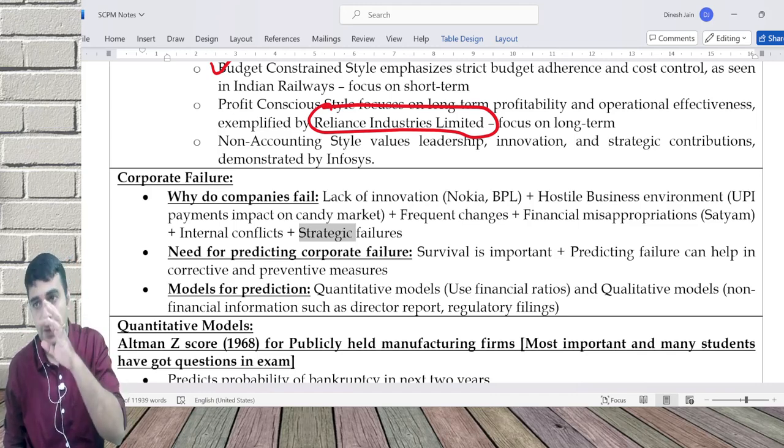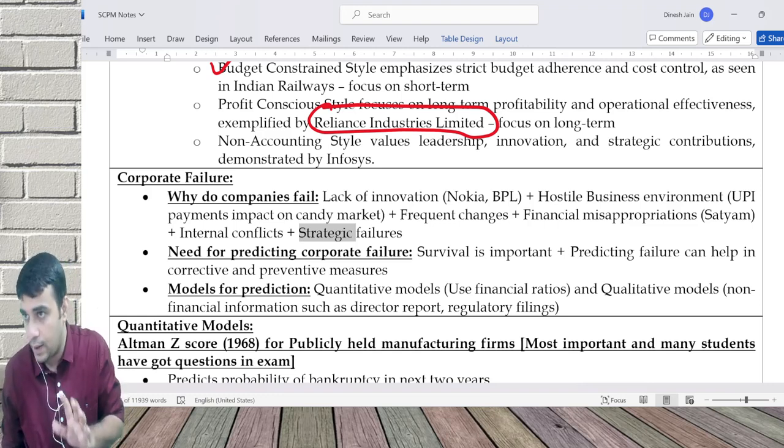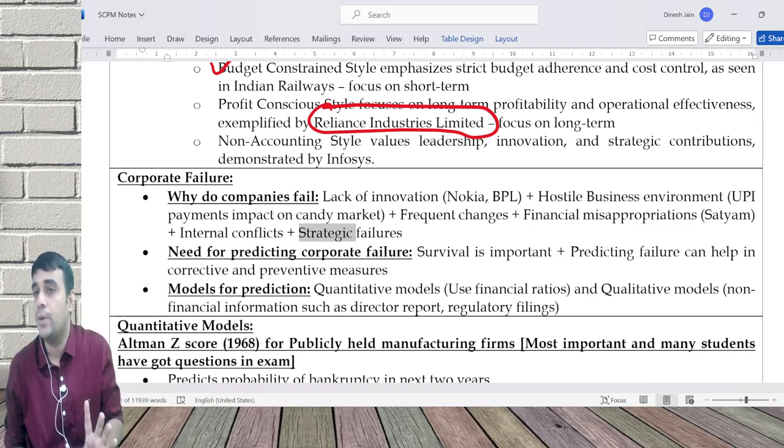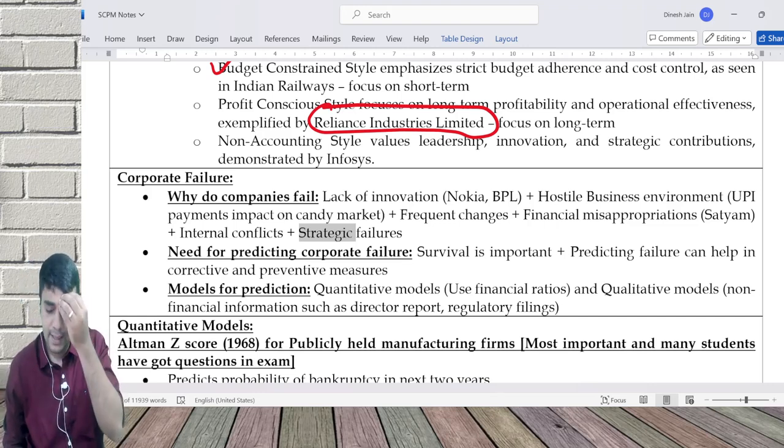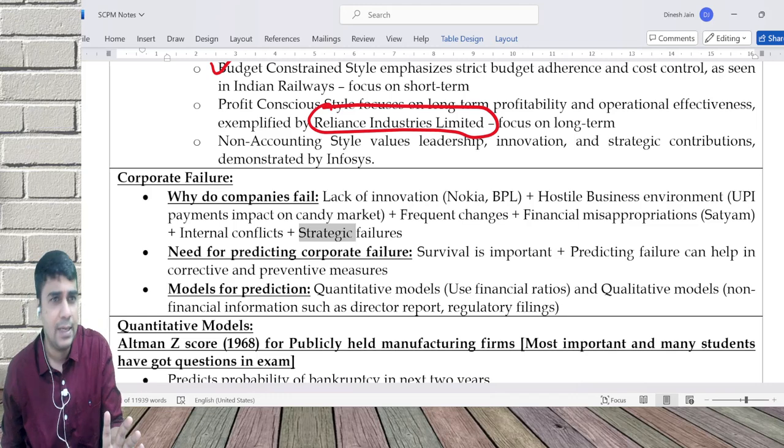Most of these companies will not fail, is my sense. There are certain models to tell you that. In that, the first model we are going to learn is called Altman Z-Score. Most important, the only area from where questions are coming in the exam is the Altman Z-Score model.